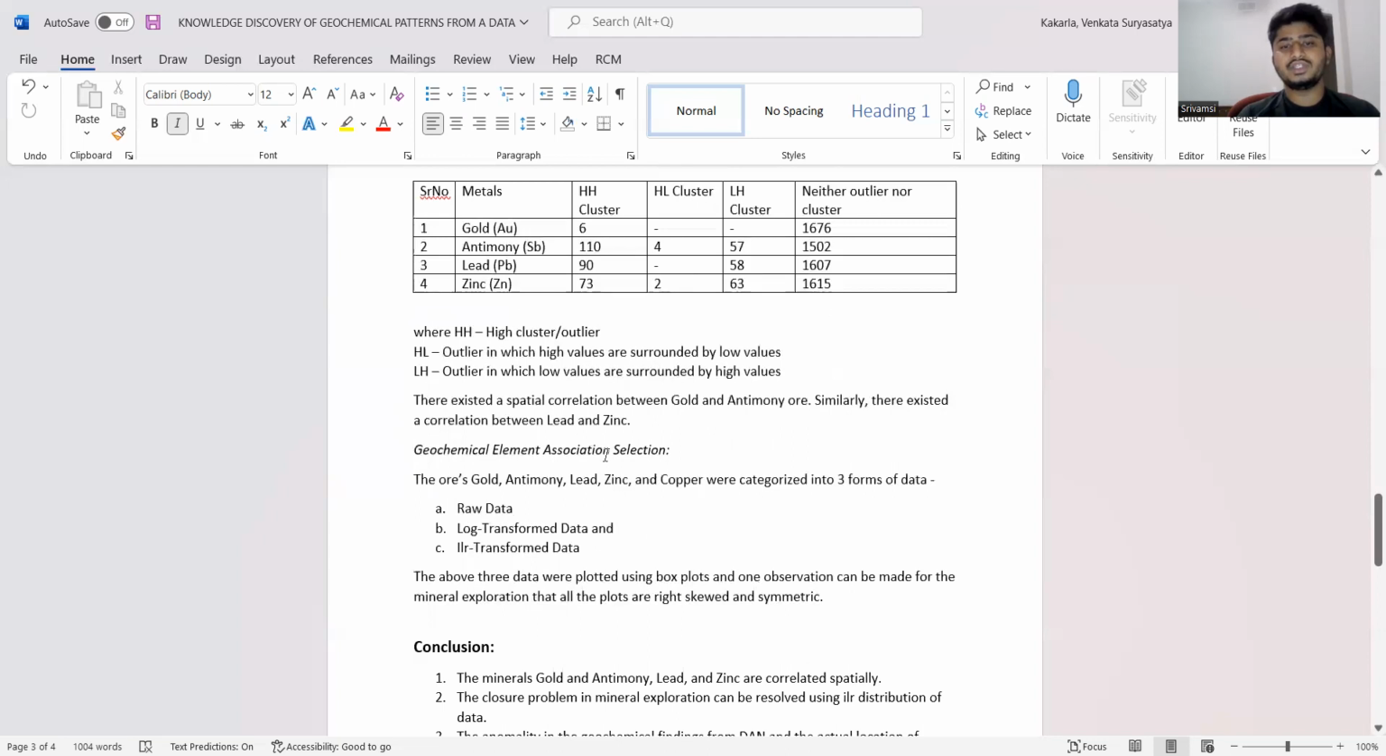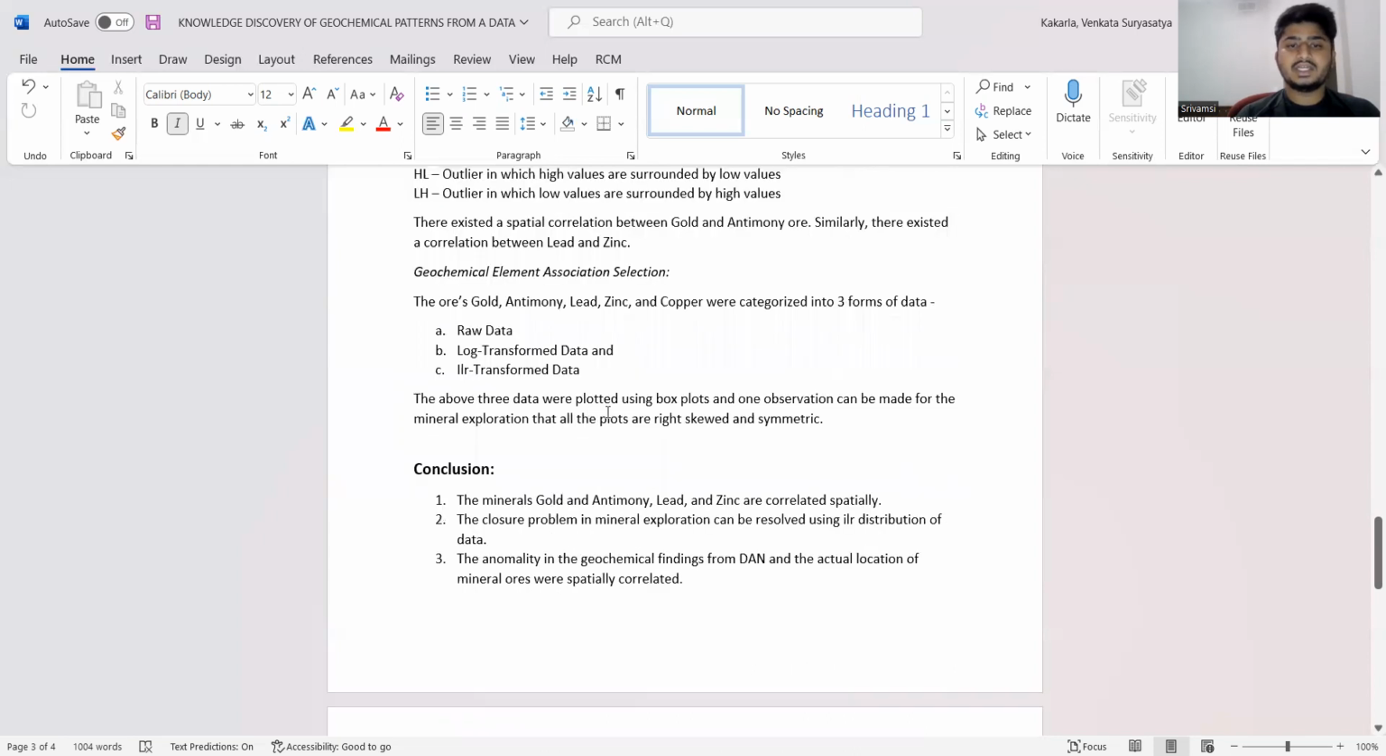For geochemical element association selection, the ores gold, antimony, lead, zinc, and copper were categorized into three forms of data: raw data, log-transformed data, and ILR-transformed data. The above three datasets were plotted using box plots, and one observation can be made for the mineral exploration: all the plots are right skewed and symmetric.